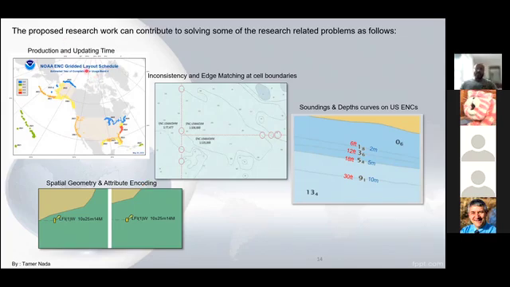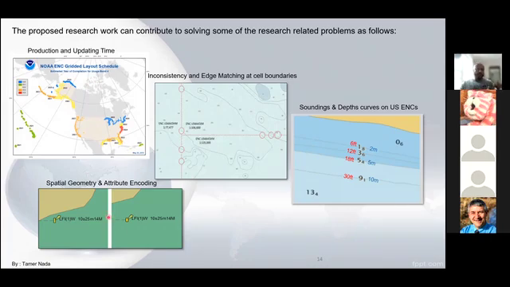For the production updating time, costs and time required for producing multi-scale charts will be significantly reduced, and so will the inconsistency and edge matching between charts of the same hydrographic office. So hydrographic offices could steer their effort toward harmonizing the data on the boundaries or finishing their coverage, because there are still many hydrographic offices that haven't yet covered their territorial waters with ENCs. In the soundings and curves on the US charts, the task of transferring to the metric international system can be achieved faster and with reasonable effort.